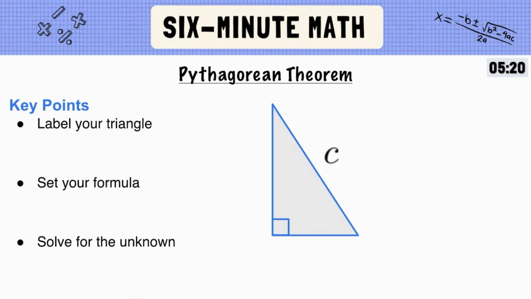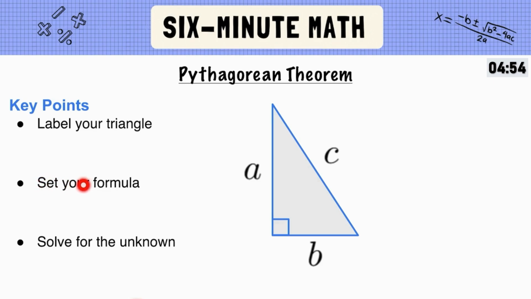Then we're going to label the other two legs, which are the sides attached to the right angle. And we're going to label them A and B. Now, using the Pythagorean theorem, it actually does not matter which side is A or B. So feel free to label them however you feel like. As long as you get the hypotenuse correct, everything will work out.